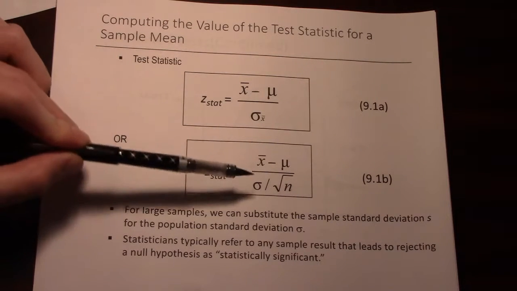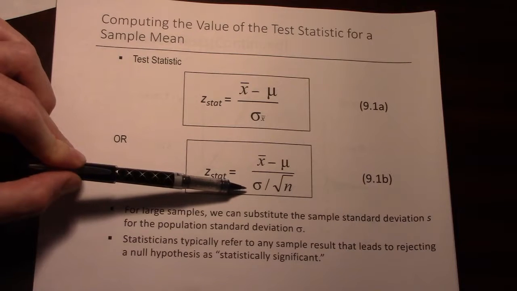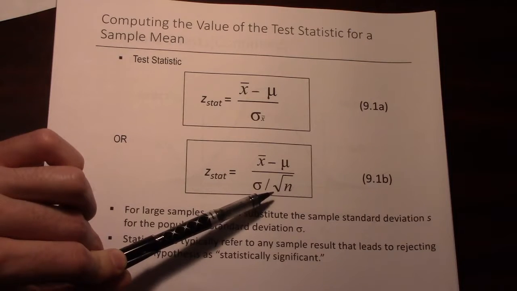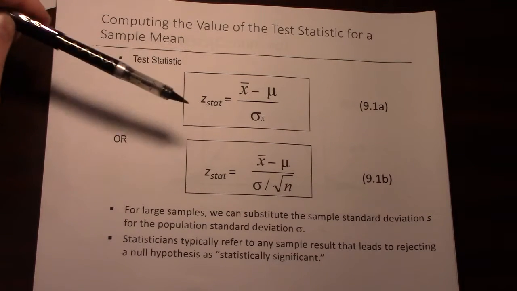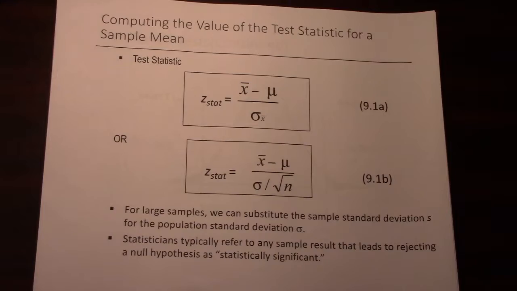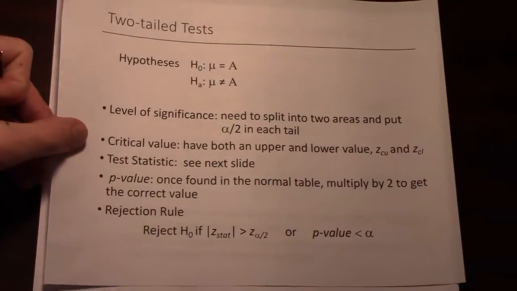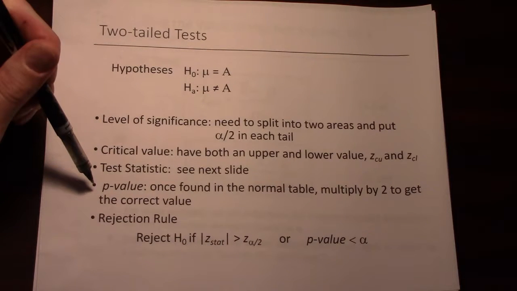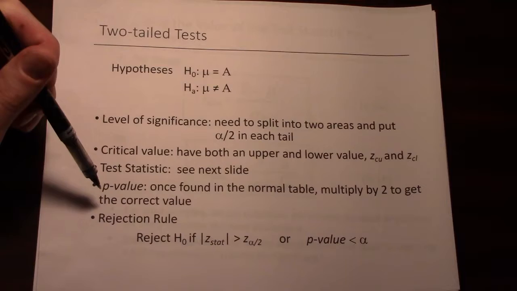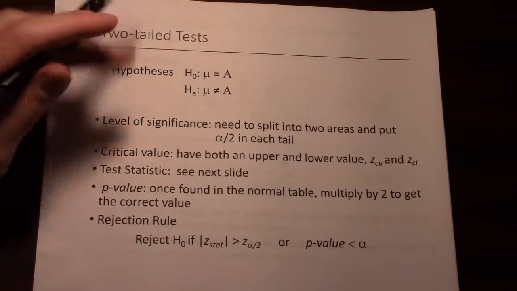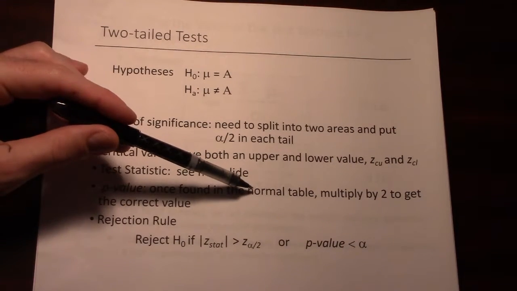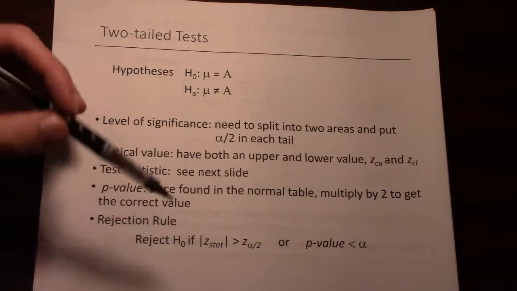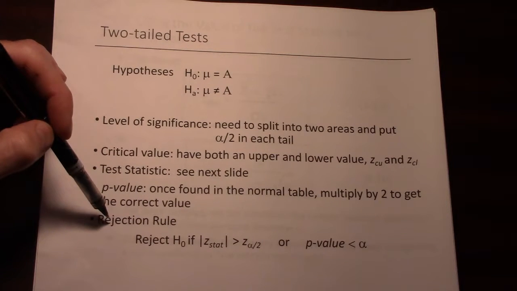And you will recall that the standard deviation of the sampling distribution of the sample mean is the population standard deviation divided by the square root of n. Alright, so we've got our z-stat. Let me go back to the previous slide. Once we have our z-stat, we can find our p-value. We look under the normal table and find the area under the curve associated with that z-stat. For a two-tailed test, multiply that by 2. And we apply either rejection rule.